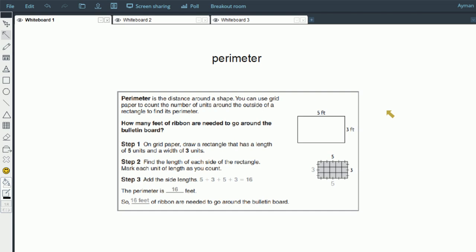Today we will be talking about our new lesson, which is perimeter.